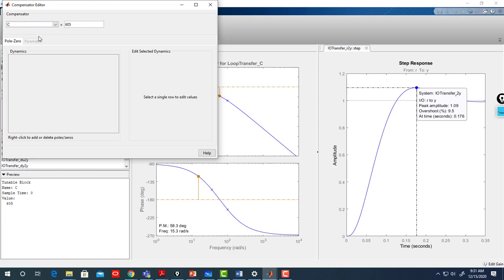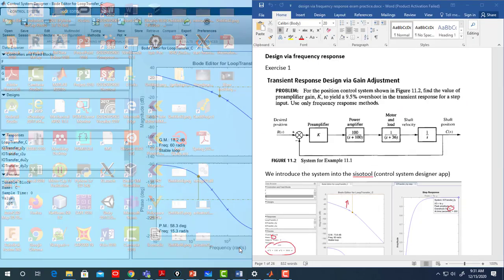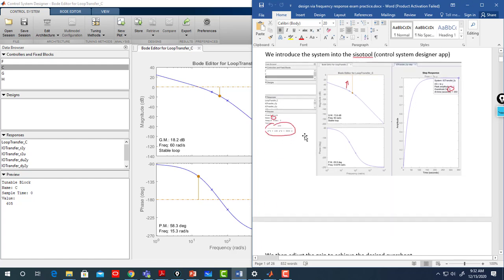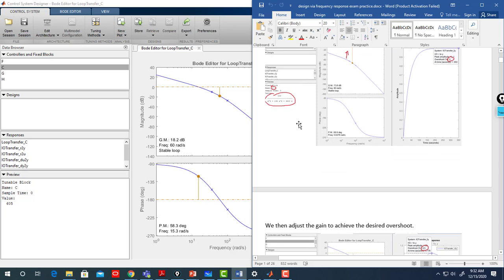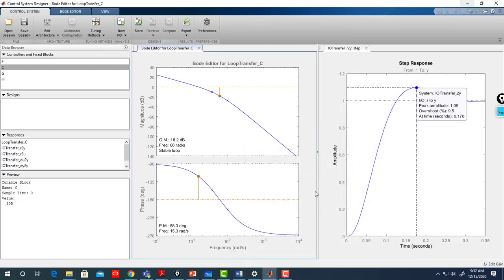Okay, and this 9.5 is what you are looking for, the overshoot that you are looking for. It's obtained at 605 gain K, and that's the answer. That's it. So here, simply find the value of the gain to yield 9.5 overshoot for a step input, and we are done with it. So you have it here in the document that I gave to you. All right. Okay, that's about exercise 1.